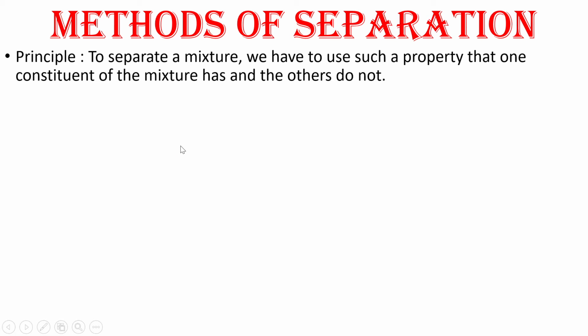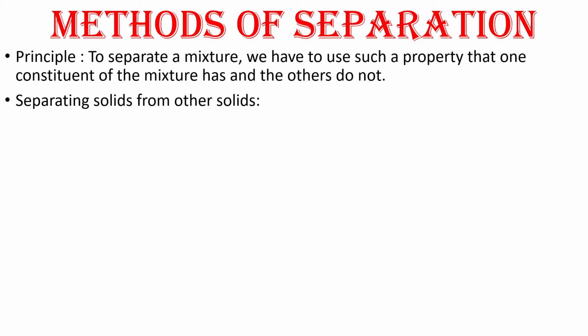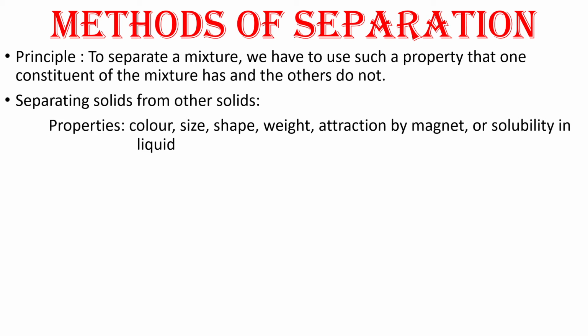Now, if I proceed further, in methods of separation we will be discussing separation of solids from other solids. Suppose I want to separate solids from other solids. That means the mixture contains components which are all in solid state. So what properties can I use? Like in the earlier one, iron filings and sulfur are both solid, so I used the magnetic property, attraction by a magnet.